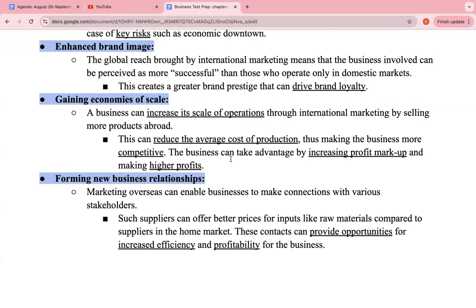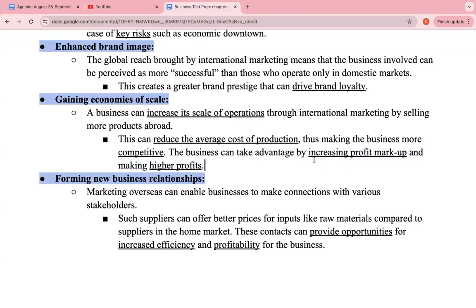And then gaining economies of scale. Businesses can increase their scale of operations. Again, I'm going to redefine economies of scale. I define this in almost every video, but economies of scale is when the business starts producing a much greater quantity, and what ends up happening is that the cost per unit decreases. The unit might have cost $1 before, and now it's going to cost 80 cents. Through international marketing, by selling more products abroad, this can reduce the average cost of production, thus making the business more competitive. The business can take advantage by increasing profit markup and making higher profits.